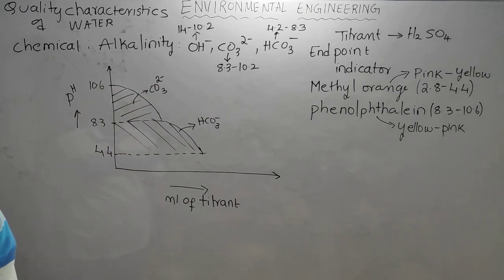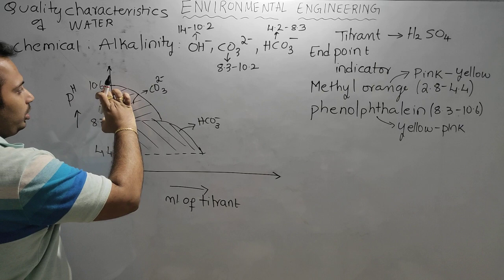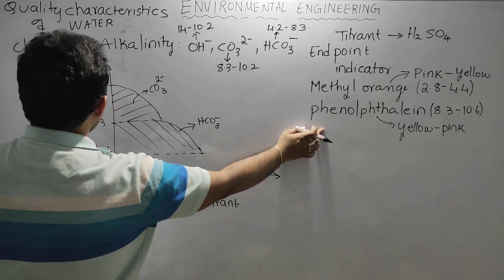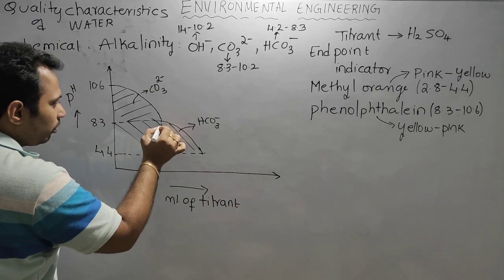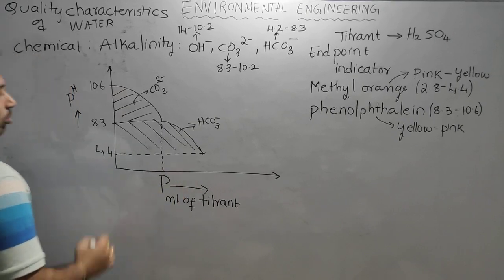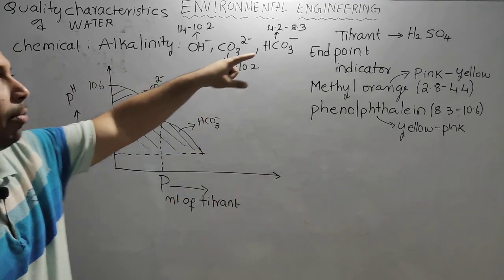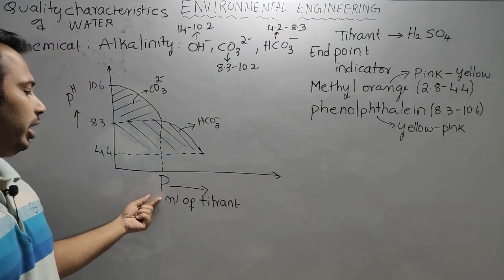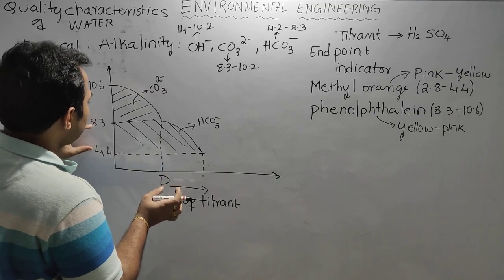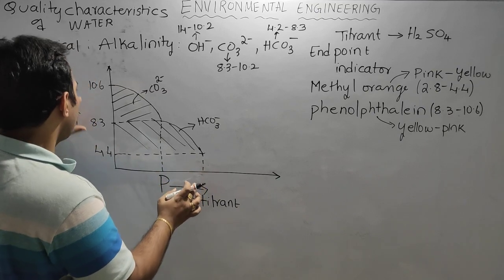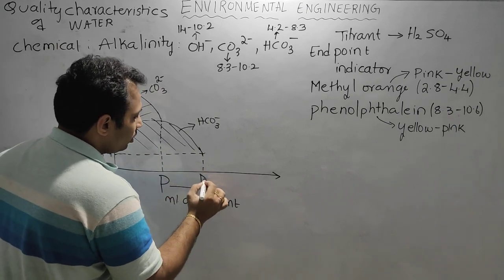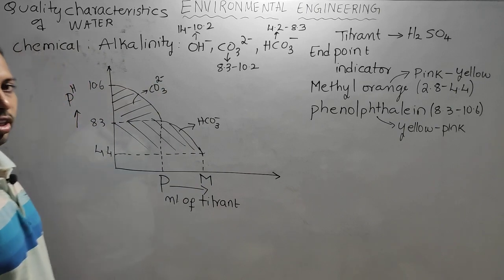Now, here the indicator I am using is phenolphthalein, P for phenolphthalein. This range is for phenolphthalein. Whatever quantity of titrant I use for this reaction up to here, I take it as P. Up to this range, the total quantity I take as M.